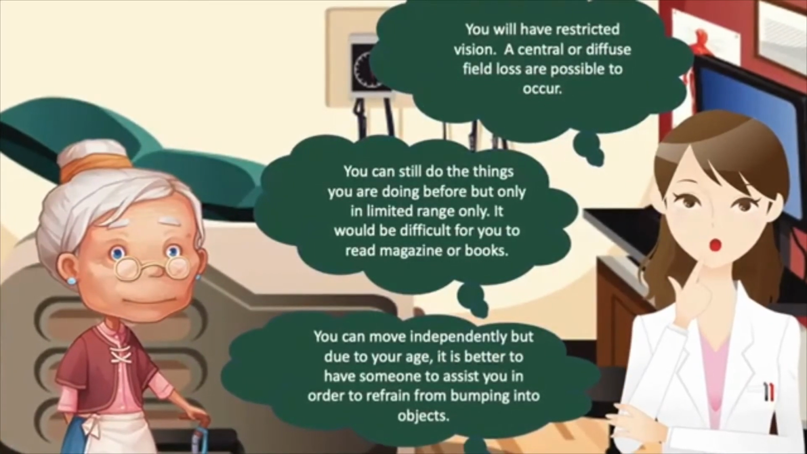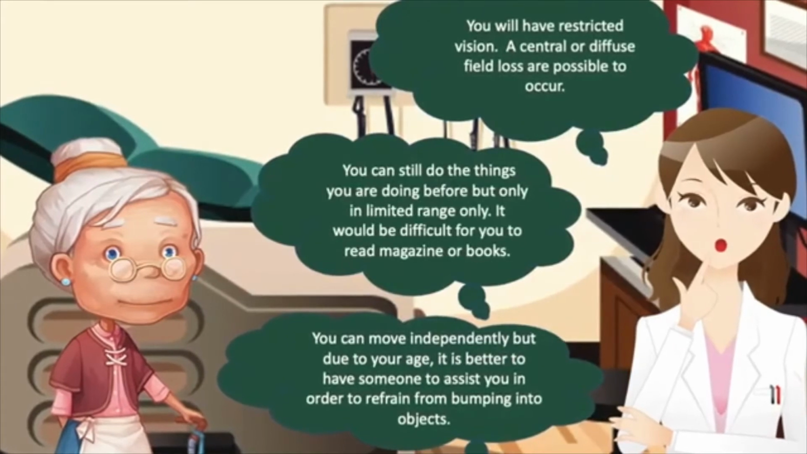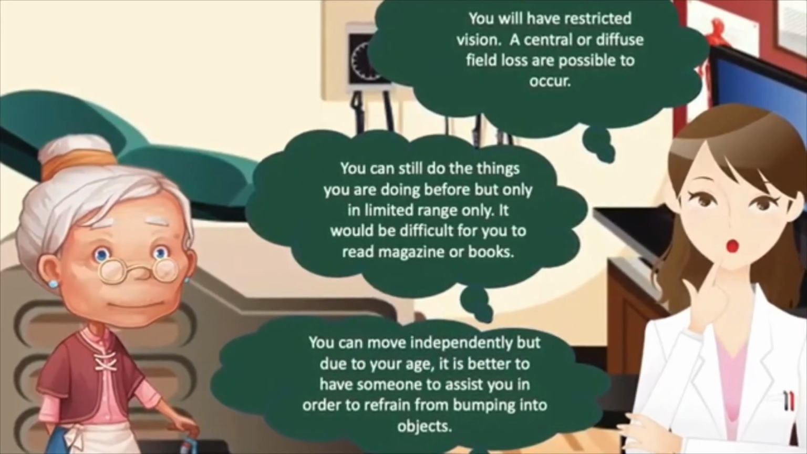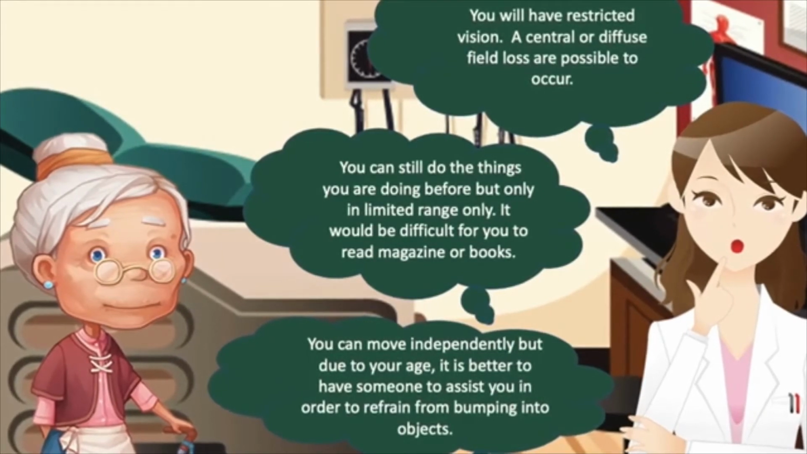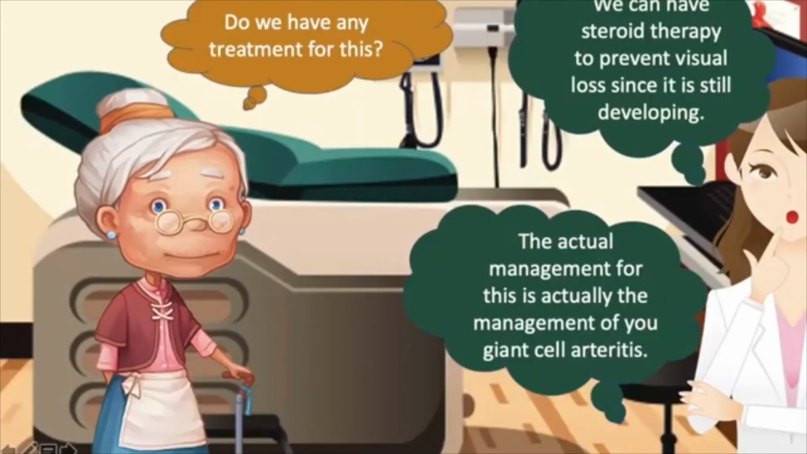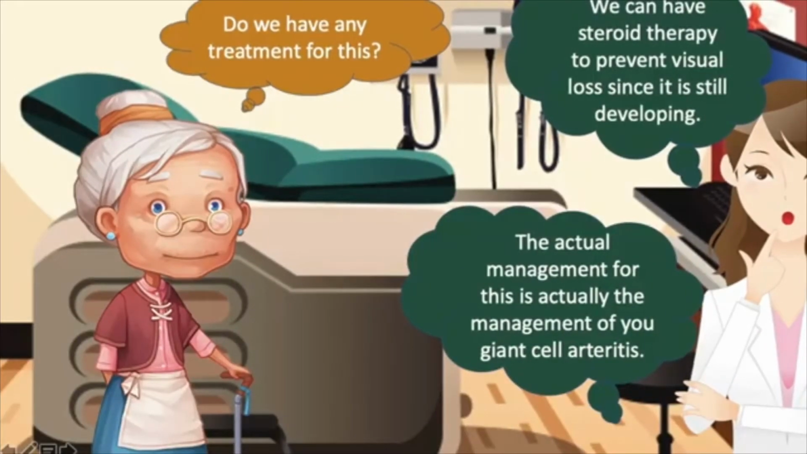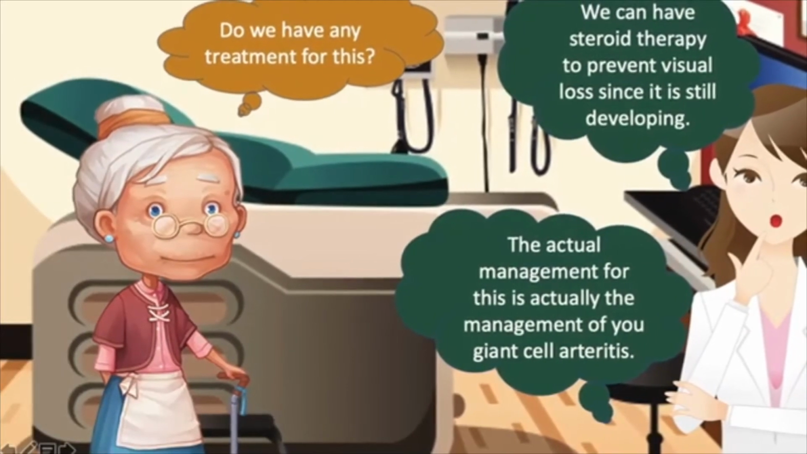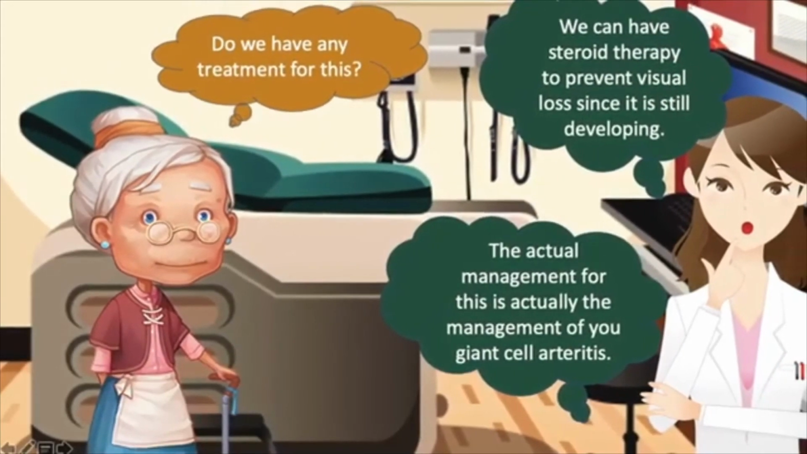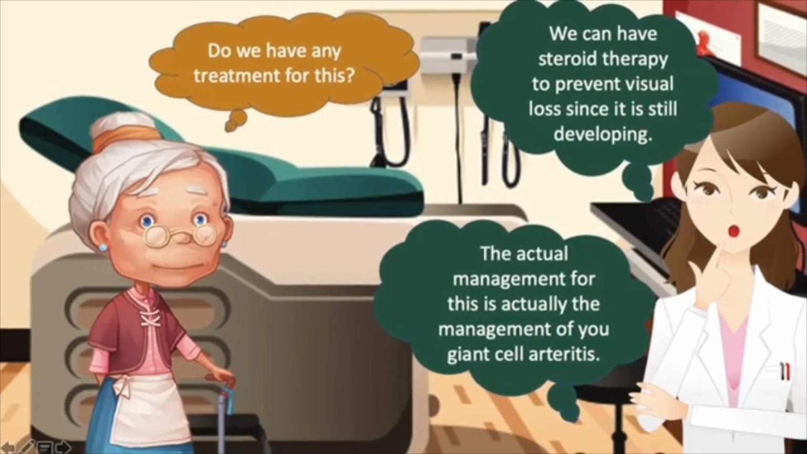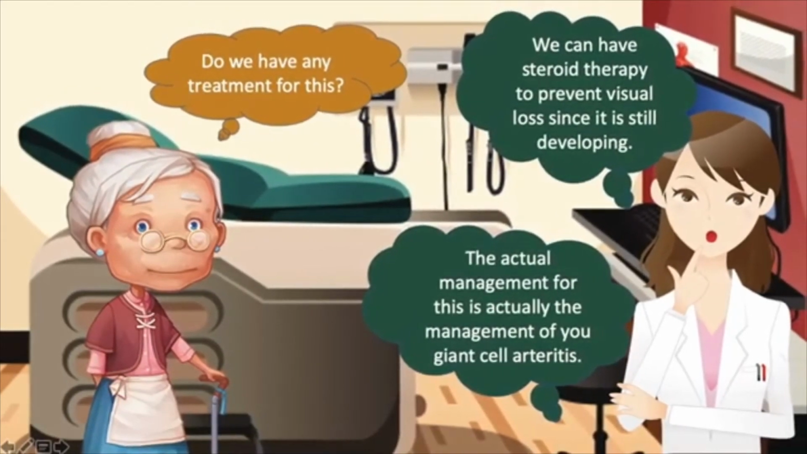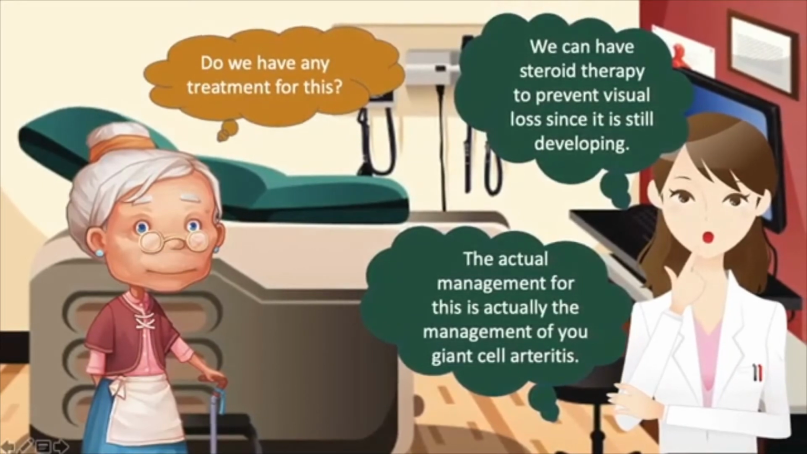It would be difficult for you to read a magazine or books, and you can move independently, but due to your age, it is better to have someone to assist you in order to refrain from bumping into objects. Do we have any treatment for this? The actual management for this is actually the management of your giant cell arteritis, but we can still have steroid therapy to prevent visual loss since your condition is still developing.